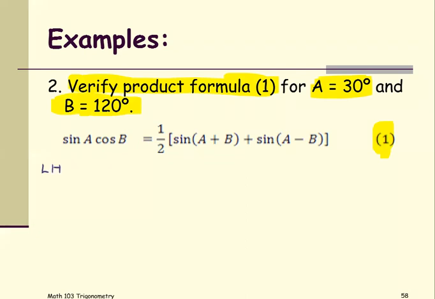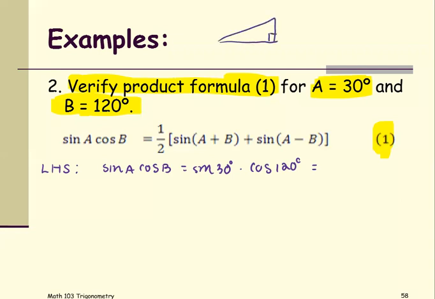I'm going to write LHS, which is the left-hand side, the sine of A multiplied by cosine of B, which means the sine of 30 degrees multiplied by cosine of 120 degrees. Sine of 30 degrees, if you do it in a quick way using the right triangle diagram, 30 degrees here, 60 degrees right there. The adjacent to 30 degrees is square root 3, opposite is 1, and the hypotenuse is 2. The sine of 30 degrees is 1/2.